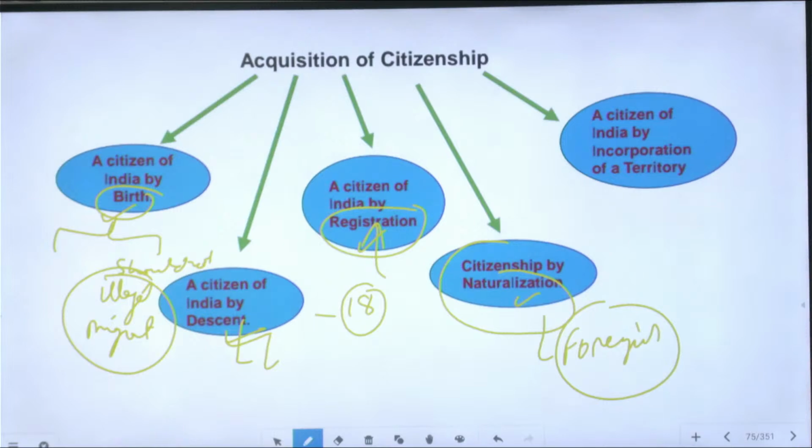Any question? What? Yes, before registration they have to be in India. ठीक है? How? Visa, continuous visa, passport.